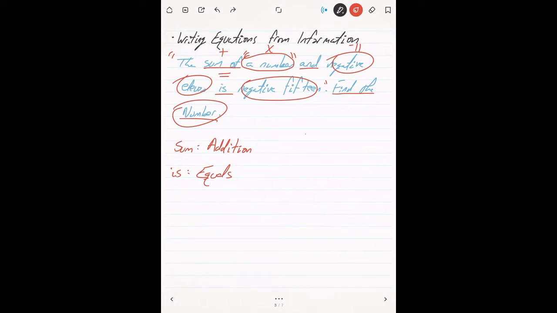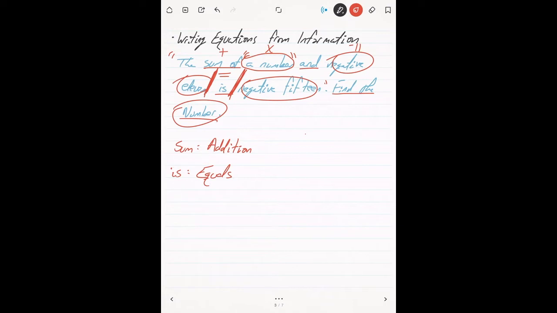What's very cool about this: anything to the left of the word "is" goes on the left side of your equation. Anything to the right of the word "is" goes on the right side of the equation. That's a cool thing about the way in which we structure English and how it's related to the mathematics.